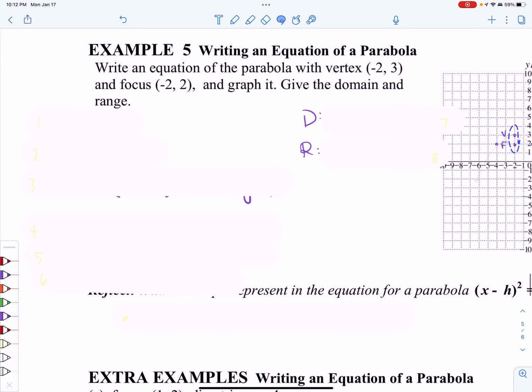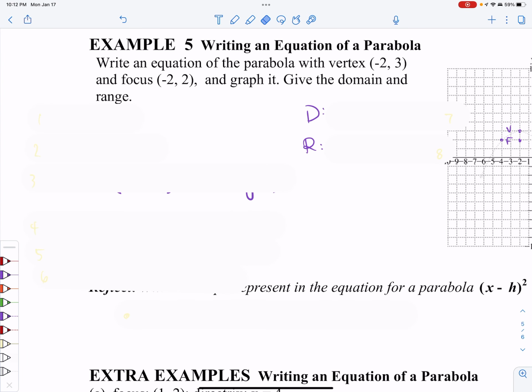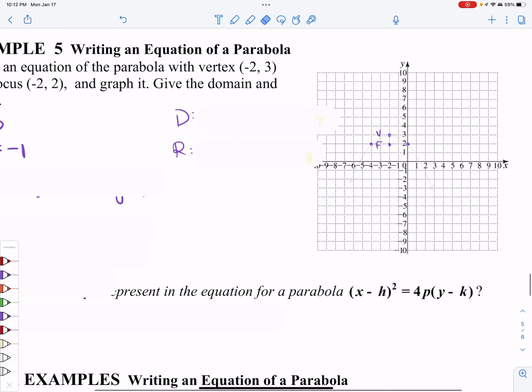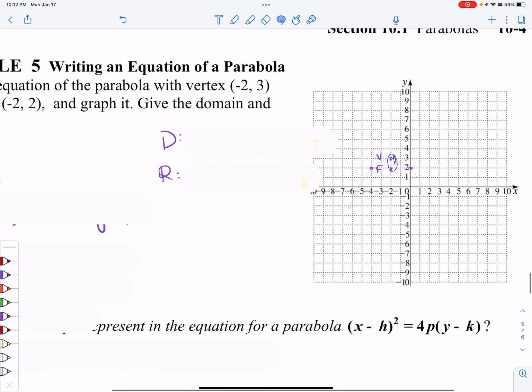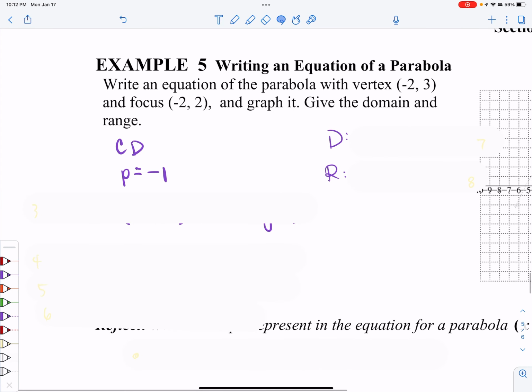That tells me then to use the x squared equation, and it also tells me what my p-value is. So I know it's going to be concave down. My p-value has to be negative, and it's going to equal 1 because of the fact that these are 1 unit away from each other. Negative because it's concave down, and it's a 1 because the focus and the vertex are 1 unit away from each other.